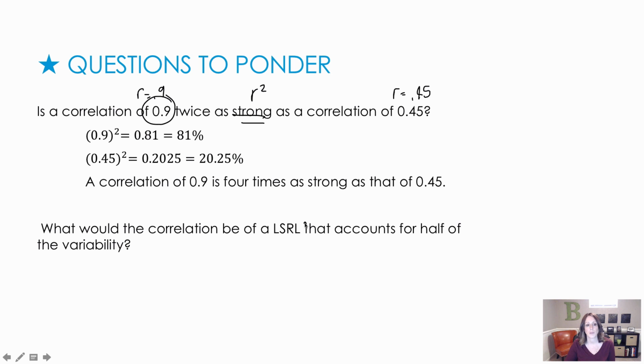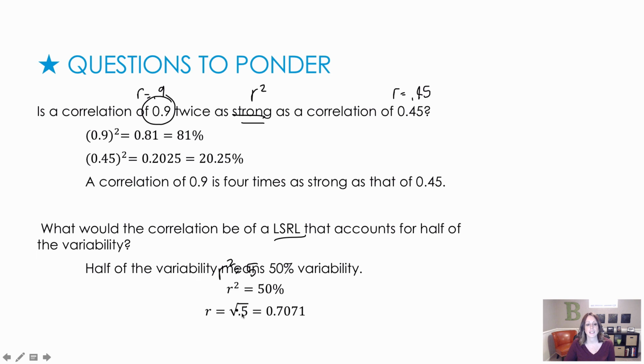4 times as strong. What would be the correlation of a least squares regression line that accounts for half of the variability? If it accounts for half of the variability, that means R squared is 0.5, which means the square root of that, which is R, would be 0.7071. So half of the variability, 50%, take the square root.